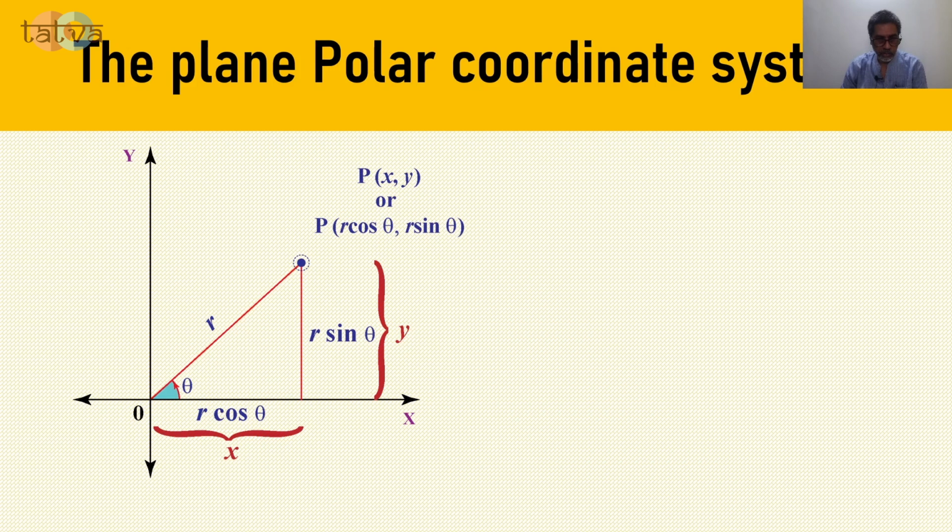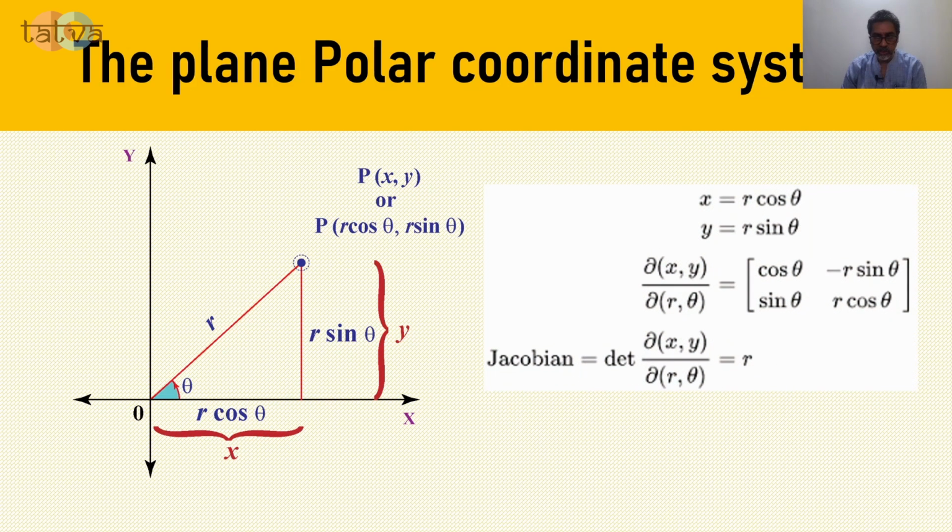So simple trigonometry will give us cos theta is equal to x by r and sin theta is equal to y by r, giving us the transformation equations x is equal to r cos theta, y is equal to r sin theta, and the Jacobian using the determinant rule gives us r. So in the plane polar coordinate system, the Jacobian is always r.